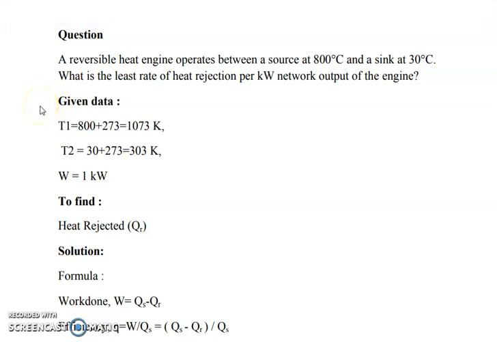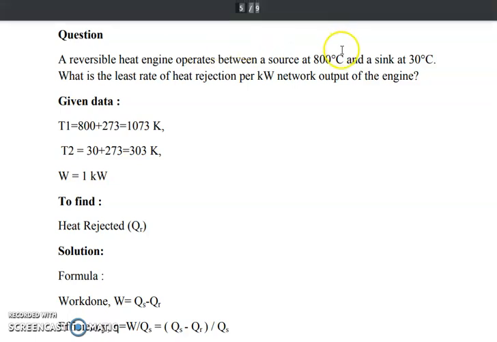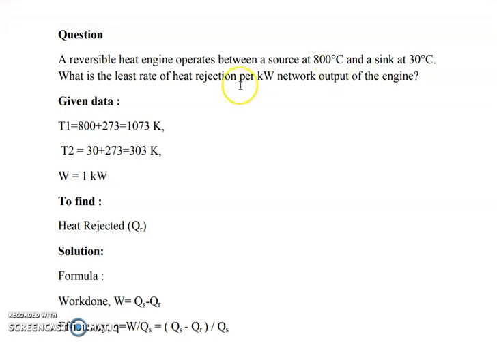A reversible heat engine operates between a source at 800 degrees Celsius and a sink at 30 degrees Celsius. What is the least rate of heat rejection per kilowatt network output of the engine? Okay, there is a heat engine operating between these temperature limits. The atmospheric air temperature is 30 degrees Celsius and the operating temperature is 800 degrees Celsius.